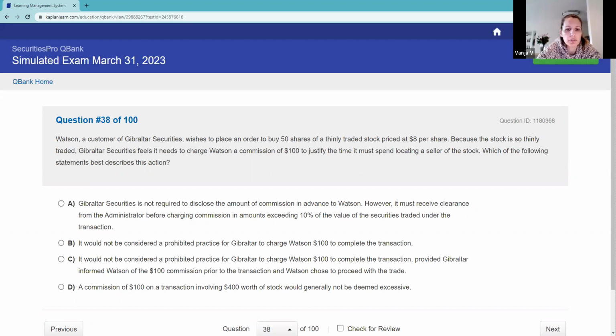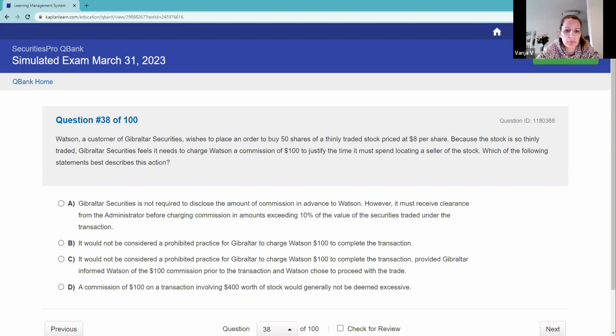Gibraltar Securities is not required to disclose the amount of commission in advance. However, it must receive clearance from the administrator before charging a commission amount exceeding 10% of the value of the securities traded under the transaction. It would not be considered a prohibited practice for Gibraltar to charge. That is actually true because it's a thinly traded stock. Okay, let's see what the other options are.